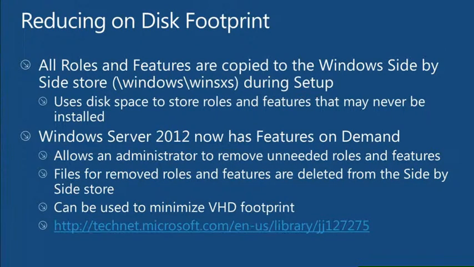So if you're deploying virtual machines and you know those are all going to be, say, front-end web servers, there's really no reason for you to have copies of Active Directory and Print Server and Fax Server times how many other virtual machines you may have using up disk space across all those VMs. So what you can actually do with Windows Server 2012 is use features on demand to remove those from the side-by-side store. So you can remove unneeded roles and features, reducing your on-disk footprint or reducing your virtual machine size, and maximizing, optimizing your virtual machines.